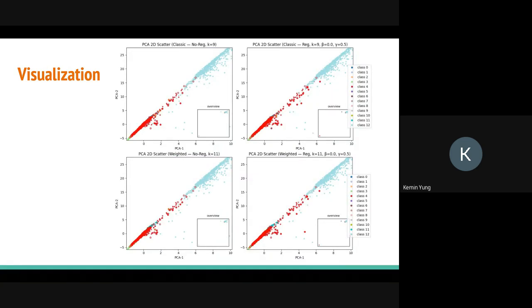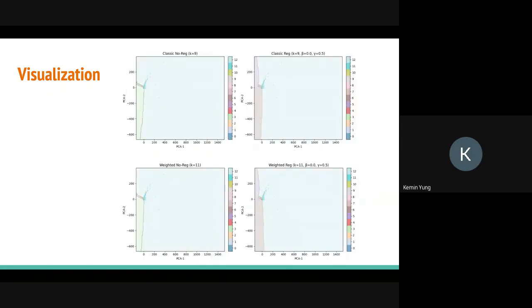And this is the PCA visualization. The classic one, which is the top left, has more overlap near the origin, and the weighted one, which is the bottom left, has sharpened the structure with fewer stray points, and the top right adjusts class proportions, and both together. The bottom right one keeps the cleaner geometry while stabilizing predictions. And next slide, please.